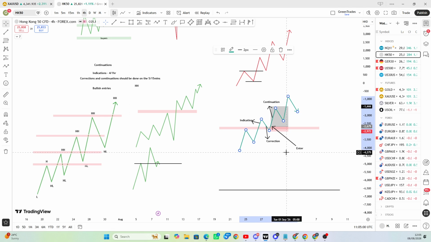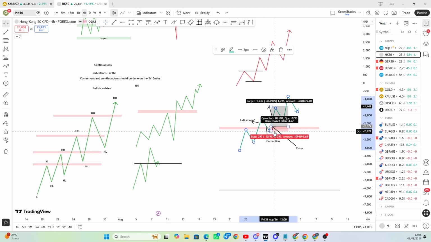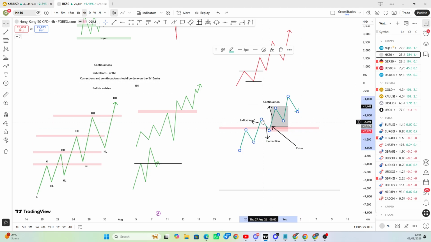But you guys have got the basic structure. You understand what the trends are, and what the indication is. Indication is where swing highs and swing lows are being broken, and then you understand what the corrections are. If the market is bullish, the correction will be bearish, even though the overall trend is bullish. And the continuation is trying to continue the market until the next swing high is broken.